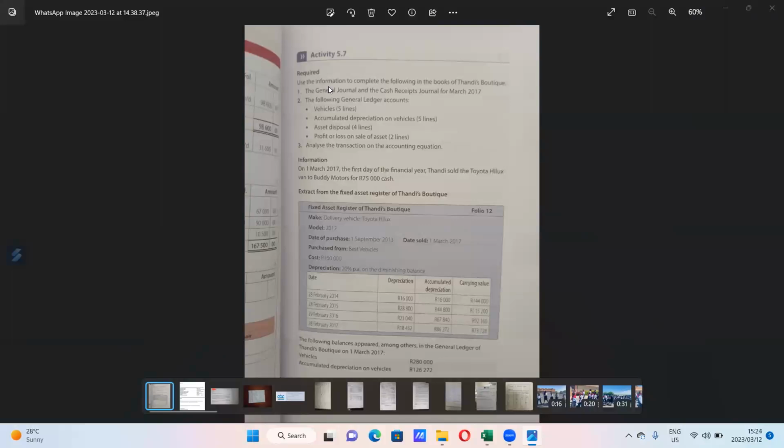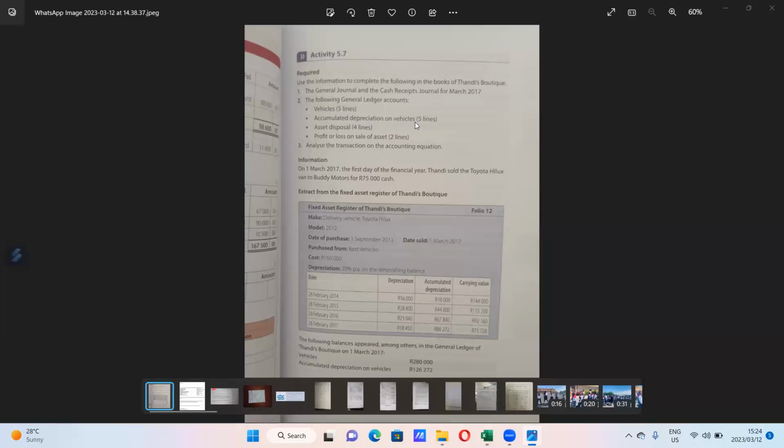Part one, use the information to complete the following in the books of Thandi Boutique. Number one is the journal and the cash receipts journal. I'm not going to do that one. I'm going to skip that one for now. And we're going to go to number two, where we are doing the general ledger accounts. In the balance sheet account section, we are going to have vehicles and accumulated depreciation on vehicles.